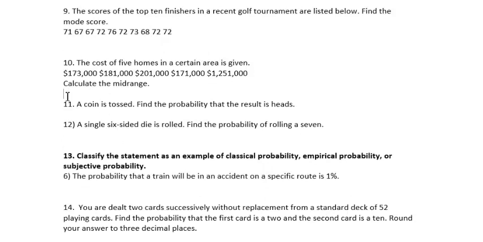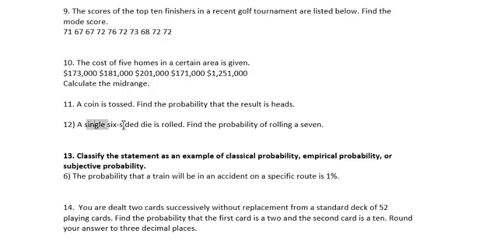All right, a coin is tossed. This is an easy one. Find the probability that the result is heads. Well, the way you figure out the probability of anything is the number of chances that you're looking for divided by the total number of possible chances. Now, when you're tossing a coin, you only have 2 possibilities, heads and tails. And what you're looking for is heads, which is 1 out of those 2. So the answer is 1 out of 2, or 0.5.